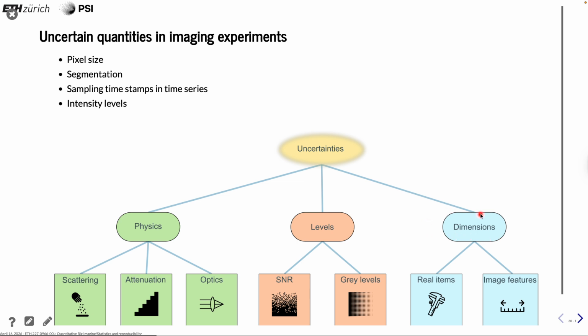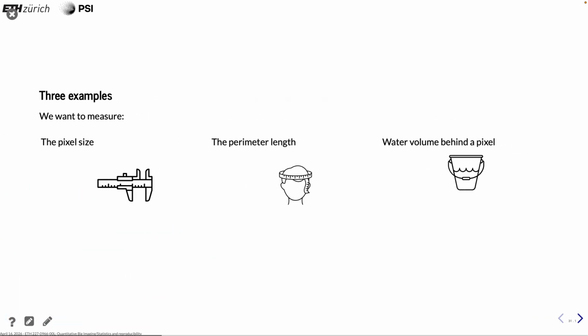Further on, we also have dimensional uncertainties, for example the pixel size, which I'm going to show soon. There we have a relation between some real object that was measured and the size of the object features in the segmented image. The examples I'm going to show now are how to put an uncertainty on the pixel size, some problems around the perimeter length of something, and finally also looking at the water volume behind the pixel.